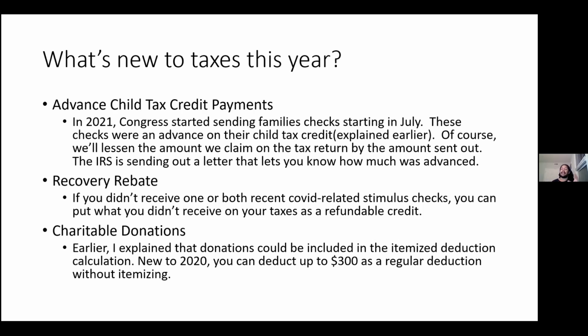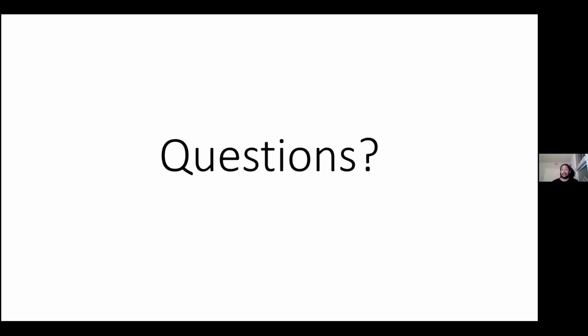Of course, if you itemize, you can get more if you are doing a lot of donating, paying a lot of local and state taxes, and have a lot of medical deductions. That's not going to affect that. But if you're not doing all those things, you can do up to $300 as a regular deduction. So if we do income minus deductions, we can put that $300 in deductions to bring your income down a bit. So that was it.